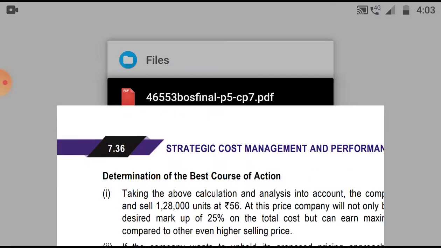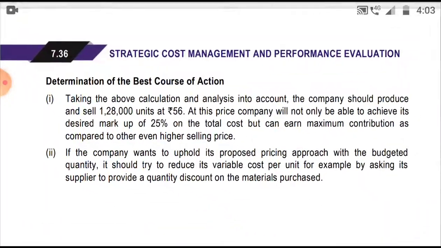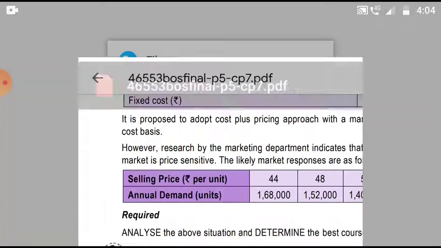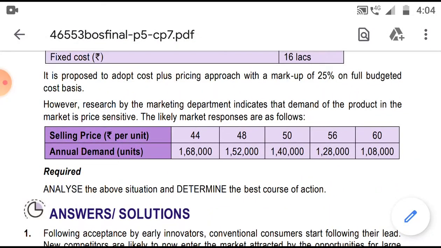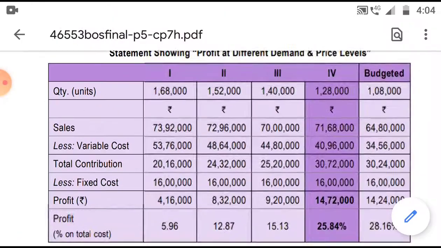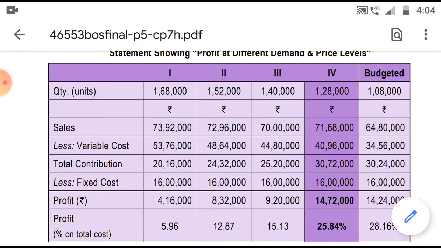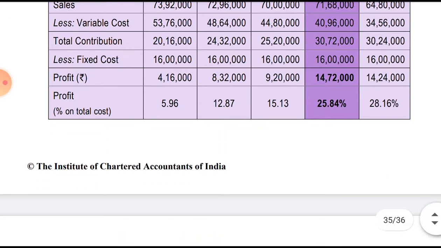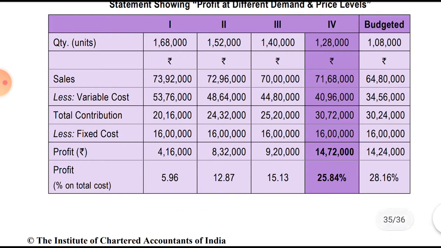So even the other alternative which is selling at a higher selling price, that is the fifth one, which has a selling price of 60. See, they have given 60 selling price. Even though another alternative has the highest selling price, alternative 4 is having the highest profit as such. So it is gaining two things, that is highest contribution as well, and it is achieving its profit margin also.